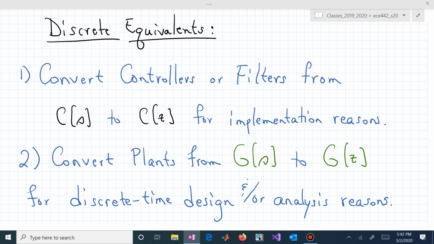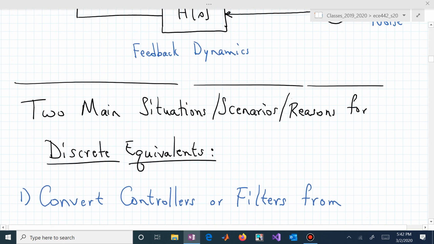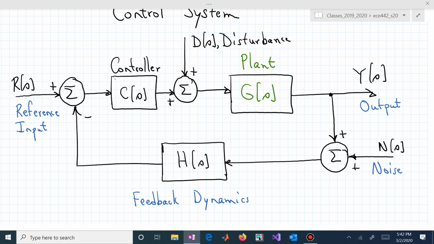The other reason is if you actually wanted to do design or analysis, you wanted to design a discrete time controller based on a discrete representation of your system. So now you need to somehow convert this plant into a discrete time version.